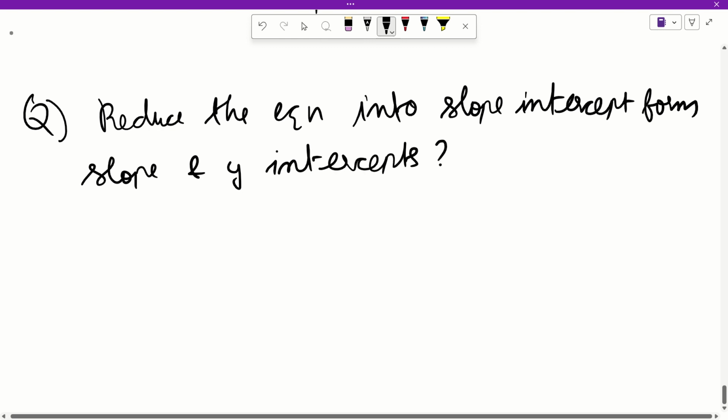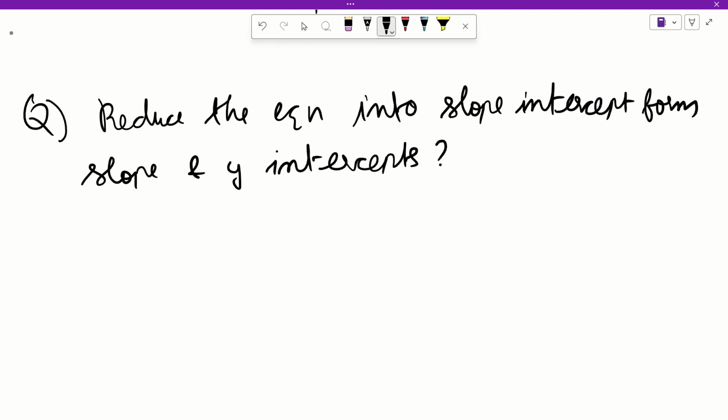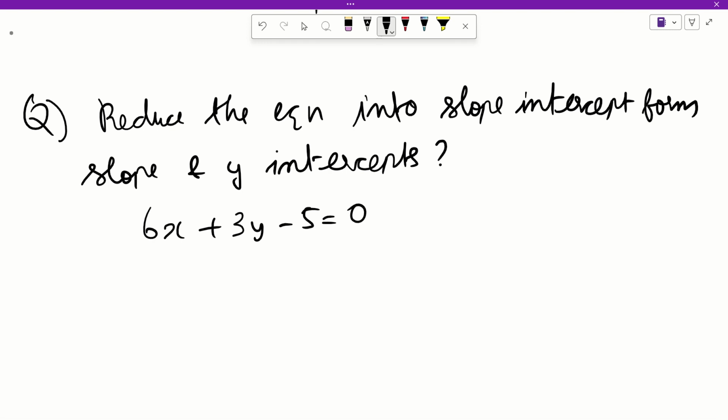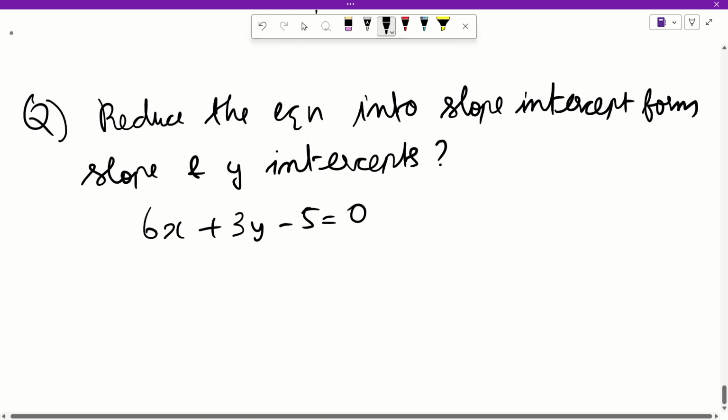Okay, so let me write the equation: 6x plus 3y minus 5 equal to 0. We have to make this equation into slope intercept form. I have taught at the beginning that the slope intercept form equation is y equal to mx plus c. So we have to make it in that form, right? So how can we do that?